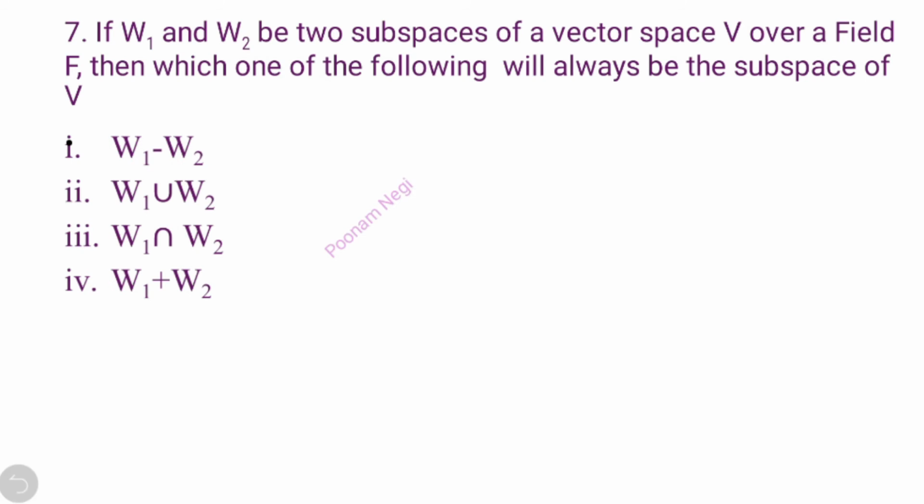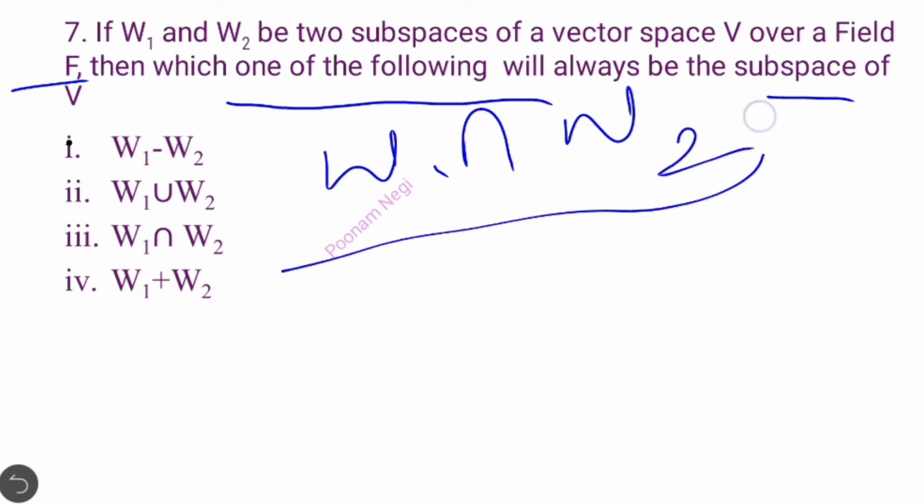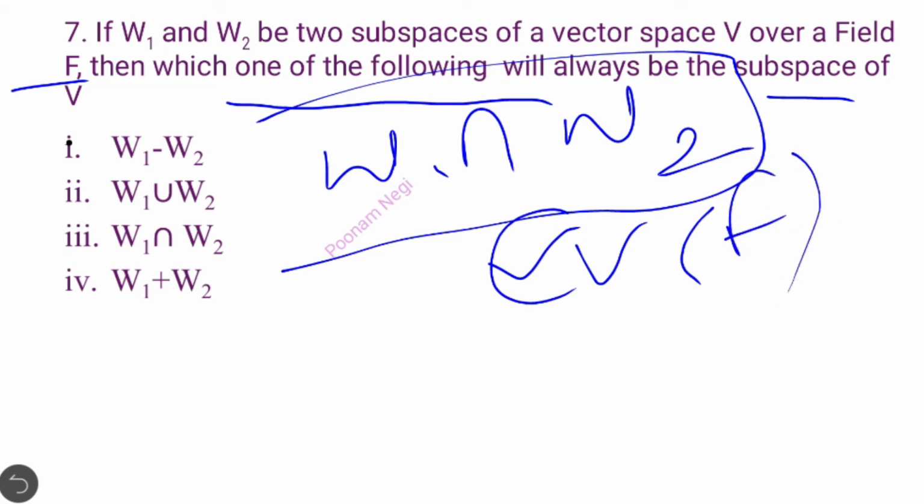Next question is, if W1 and W2 are two subspaces of a vector space V over a field F, then one of the following will always be a subspace of V. In this case, the intersection of two subspaces will always be a subspace of V. That's why the correct answer is W1 intersection W2.